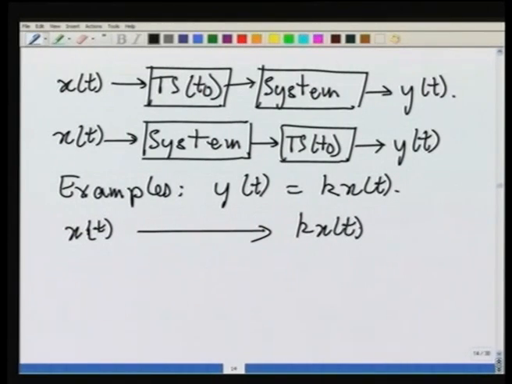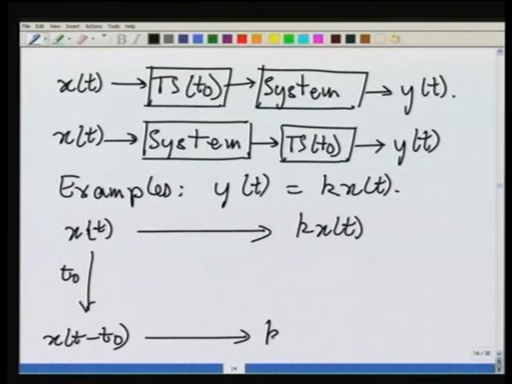That is the first part of the commutation diagram, the first leg of the commutation diagram. The second thing is to apply the time shift operator to x(t). If I did that, I would just write this as t0 over here. I would get x(t - t0). Now, on x(t - t0), I will again apply the system. What does the system do? It just scales the signal by k, and so it should do the same for x(t - t0) as well. I would get k times x(t - t0).